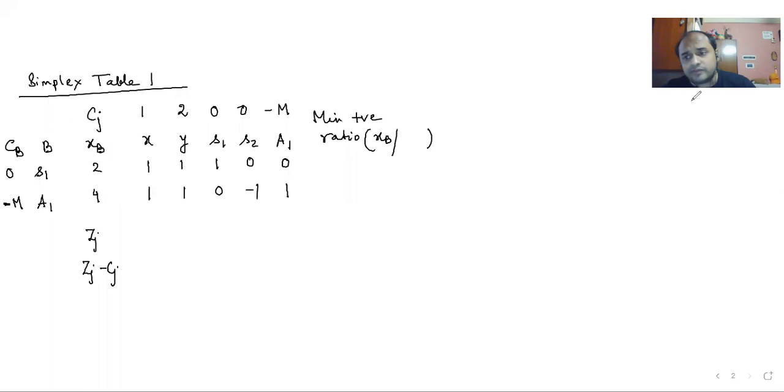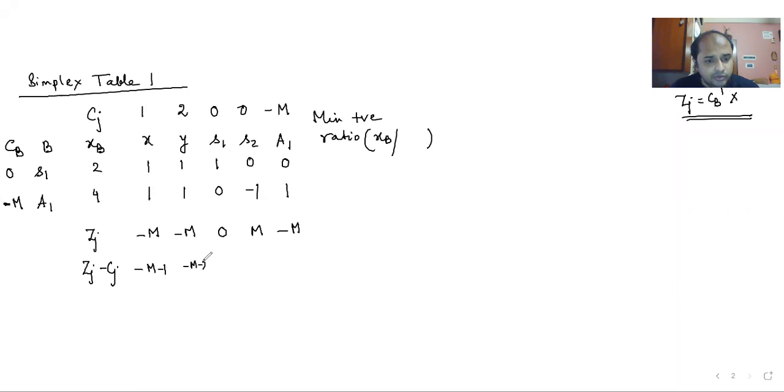And the formula of Zj, I am again writing, is CB transpose multiplied by the variable column. So it would be 0 into 1 plus minus M into 1, that is minus M. 0 into 1 plus minus M into 1, that is minus M. 0 into 1 plus minus M into 0, that is 0. 0 into 0 plus minus M into minus 1, that is M. 0 into 0 plus minus M into 1, that is minus M. And Zj minus Cj will be minus M minus 1, minus M minus 2, 0, M, 0. Minus M minus 1 and minus M minus 2.